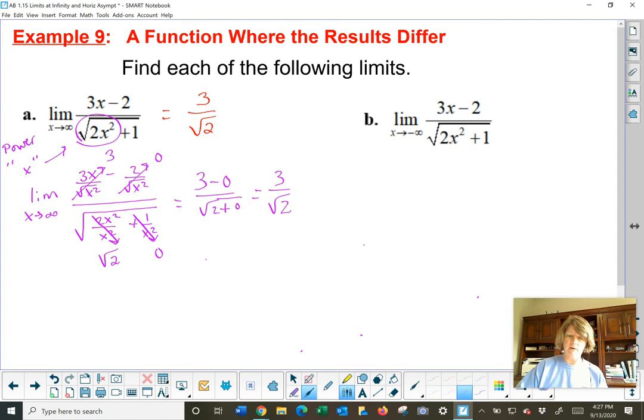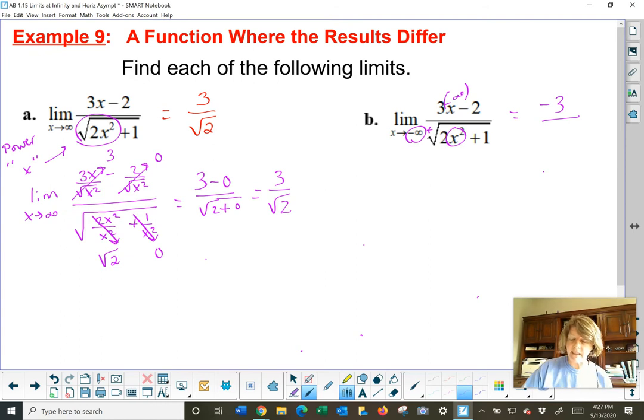All right, the next one. We do hit the same function, but they want us to analyze it from negative infinity. So if I thought about 3 multiplying by negative infinity, I would end up with negative 3 there. This would go to negative 3, would it not? Yes. And on the bottom, I've got the positive square root.